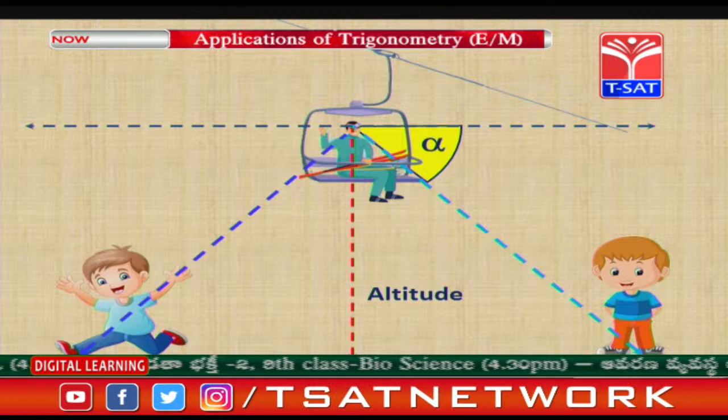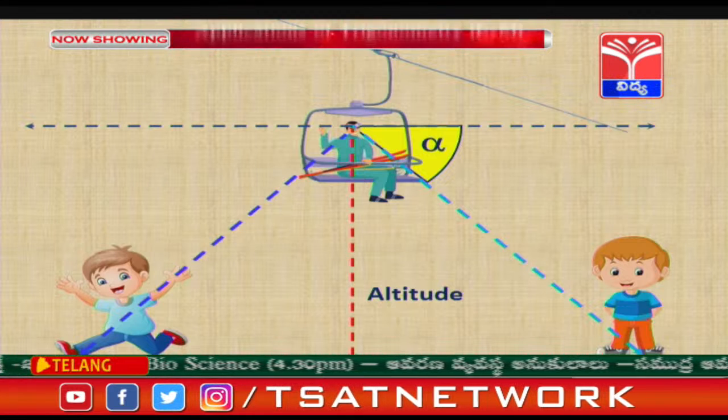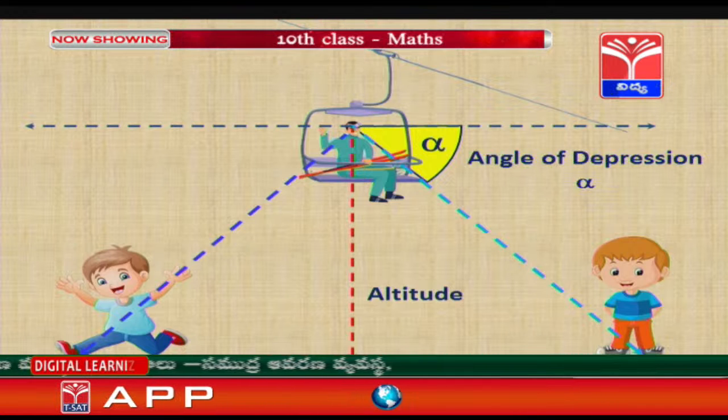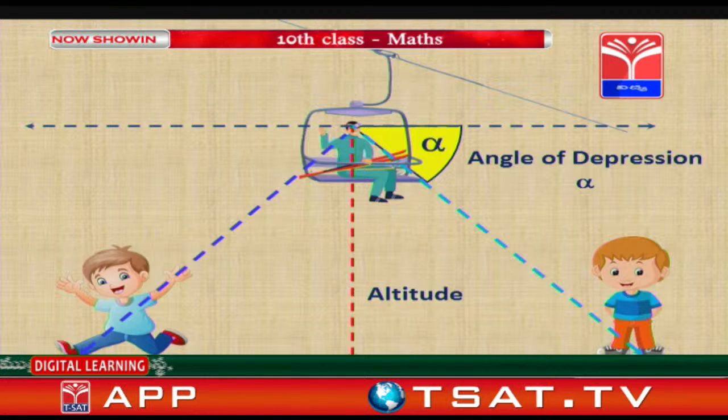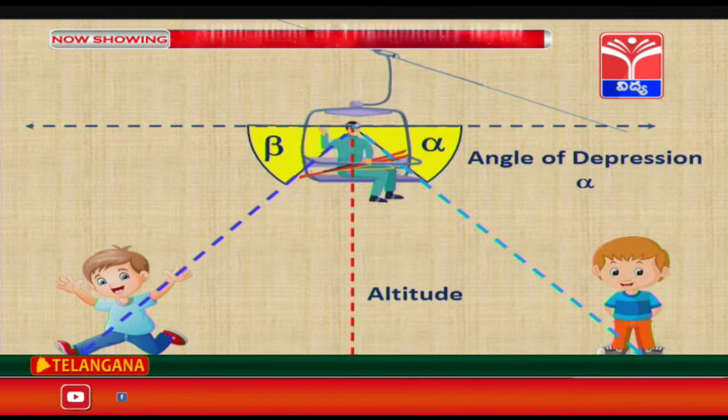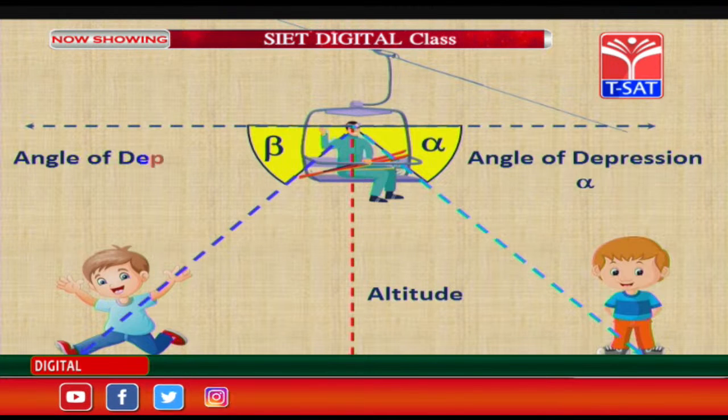So, I will be calling here, instead of theta, this angle as alpha, and now you will be calling this one as angle of depression alpha. One more angle is there, I will be calling it as angle beta, is it right? So, this is also angle of depression.